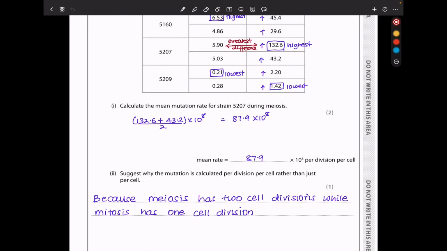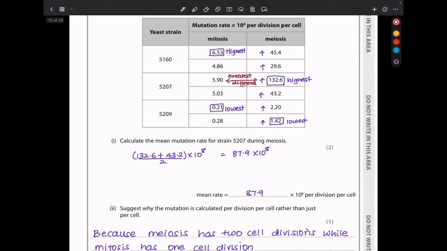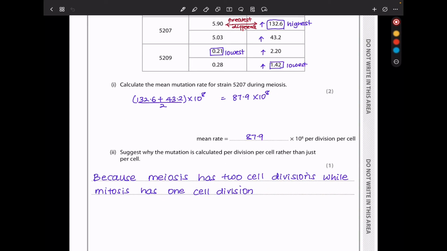The first part says calculate the mean mutation rate for strain 5207 during meiosis. For 5207 during meiosis, we have that and that, so this plus that divided by 2. But remember, this is times 10 power 8 per cell division, so this is what I got, times 10 power 8, and this was my answer to 3 significant figures. And next it says suggest why the mutation is calculated per division per cell rather than just per cell.